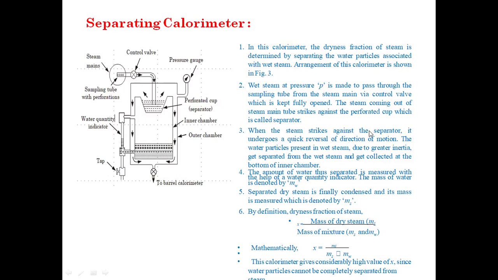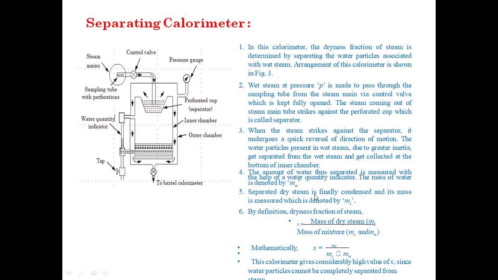When steam strikes against the separator, it undergoes a quick reversal of direction of motion. The water particles present in the wet steam, due to greater inertia, get separated from the wet steam and get collected at the bottom of the inner chamber. The amount of water separated is measured with the help of the water quantity indicator.